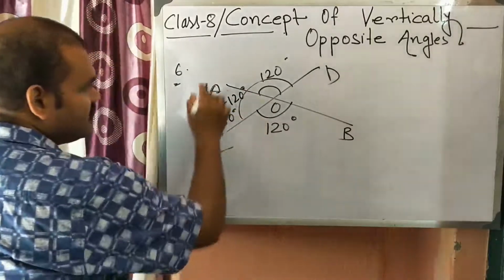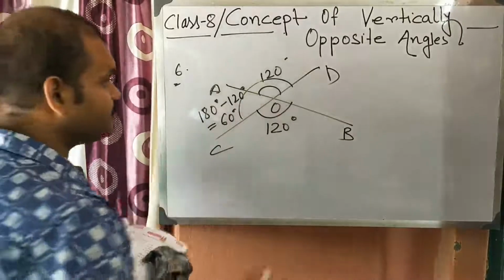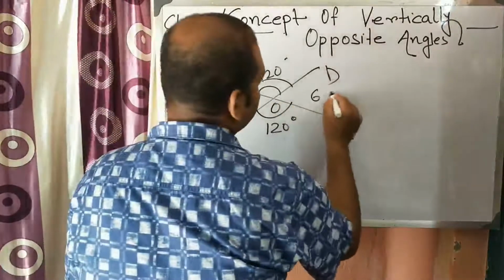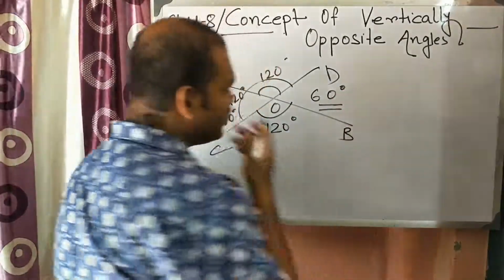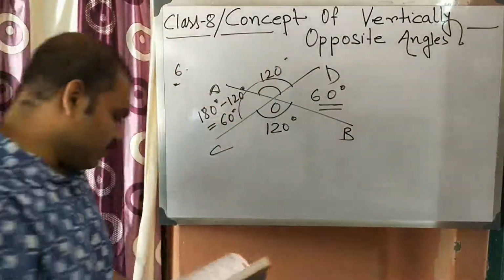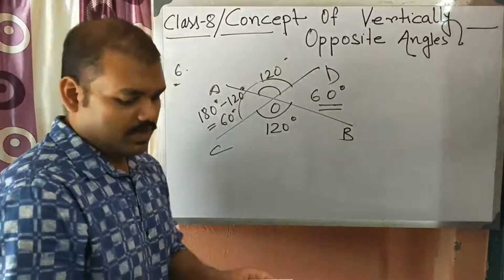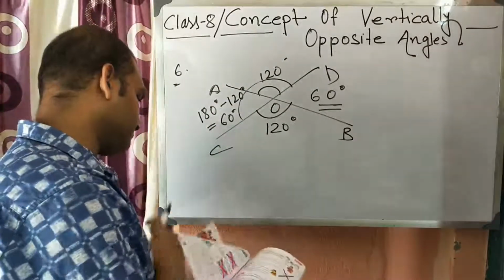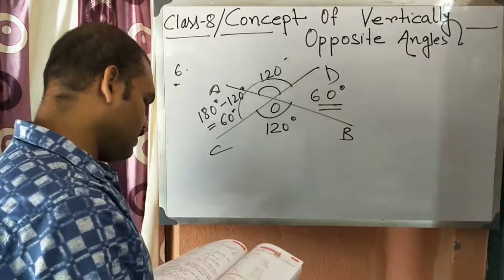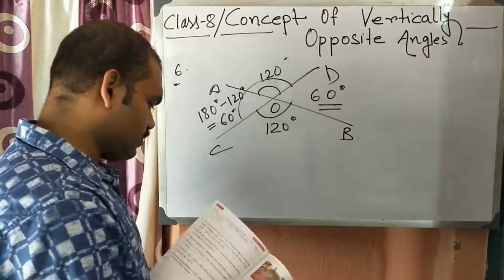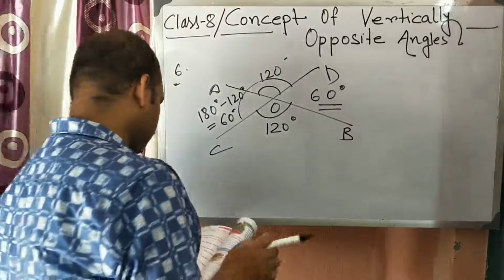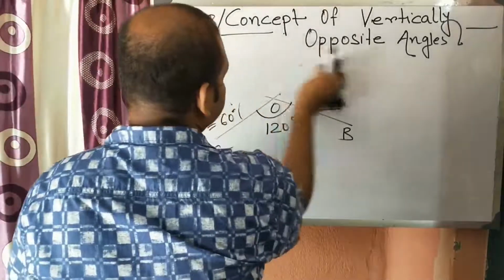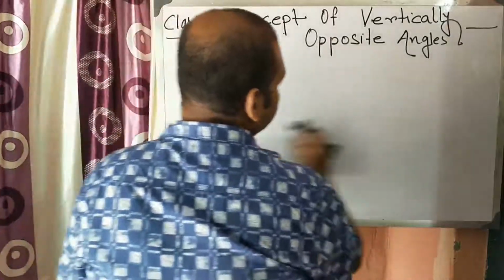Now if AOC is 60 degrees, then DOB is the vertically opposite angle, so it will also be 60 degrees. Okay. Next. Let us do the next one. Do number 8. Okay. We'll do number 8.